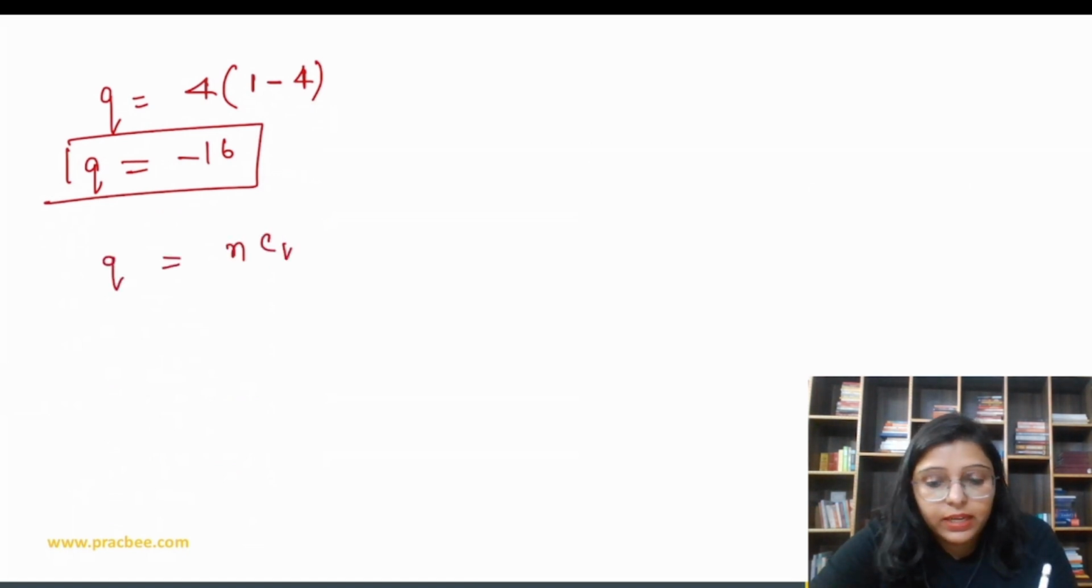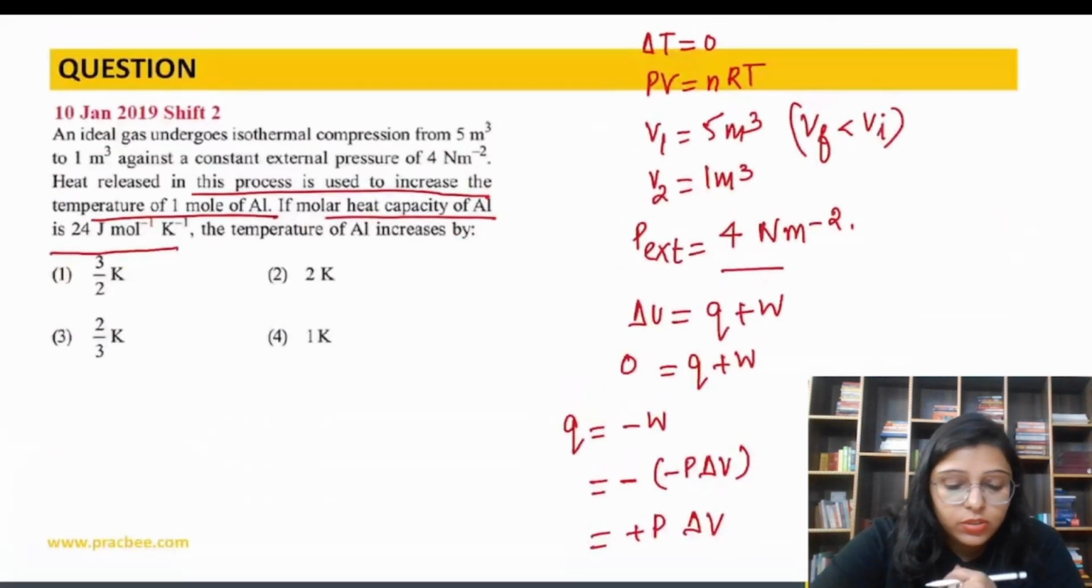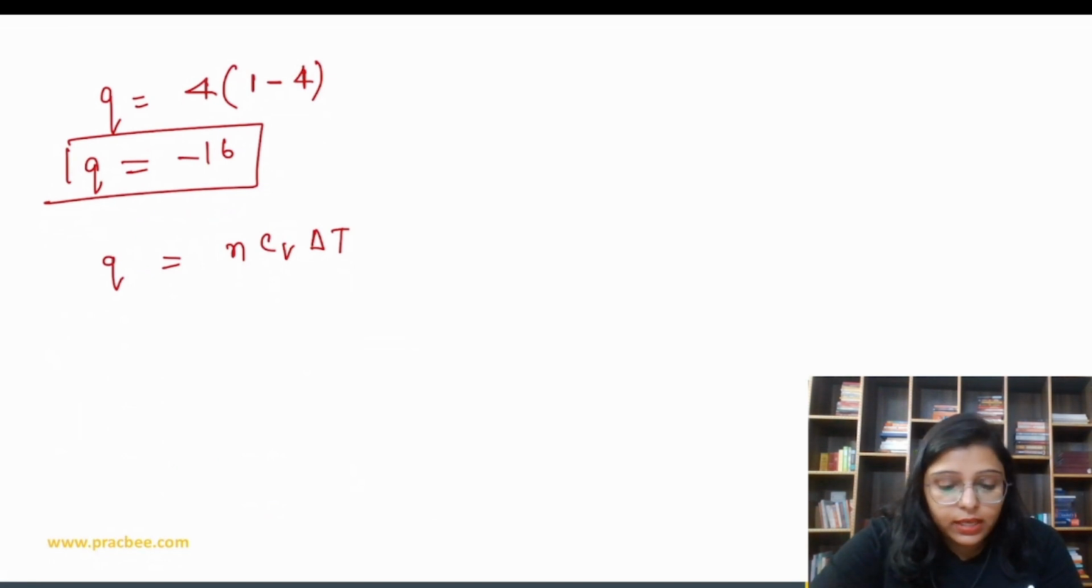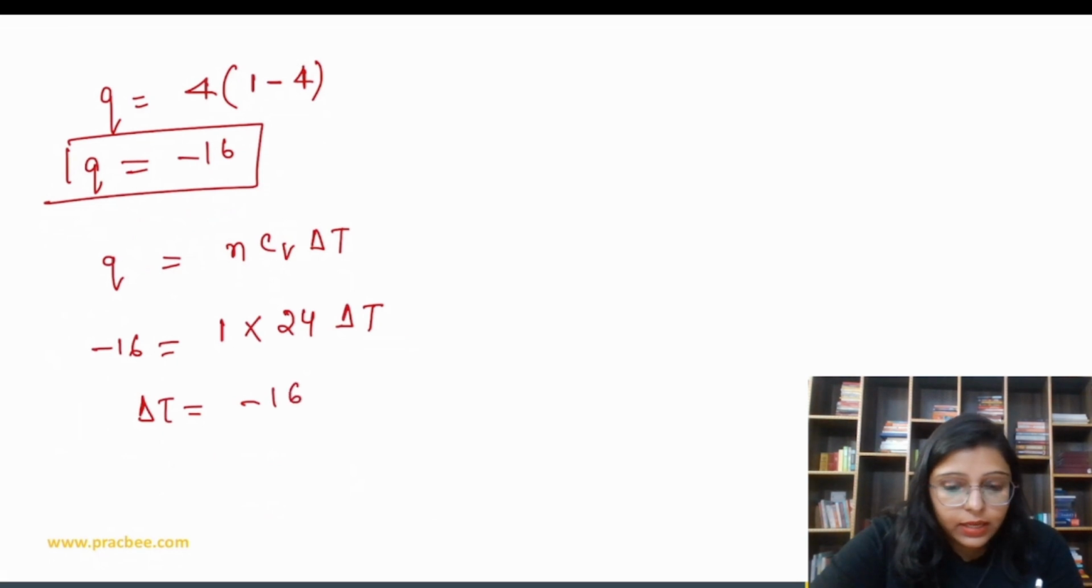equal to n Cv delta T. Why am I using this? Q is equal to n Cv delta T because molar heat capacity of aluminium is given as 24 joule per mole per Kelvin, right? So we can say Q is equal to minus 16, and for 1 mole of aluminium, Cv is given 24, and delta T. So delta T is equal to minus 16 upon 24, which is equal to minus 2 by 3.